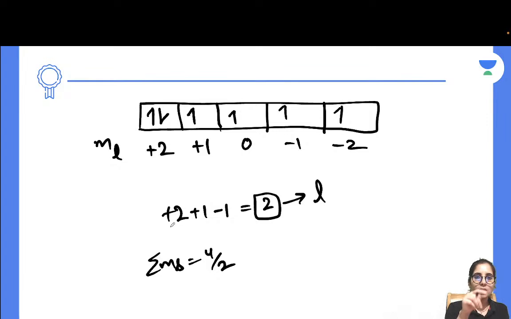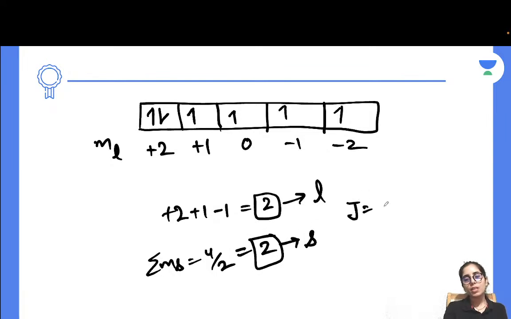You can take +½ and -½ for the first case, which will get cancelled out. For the second one, +½ +½ +½ +½, which is 4 by 2, and that's going to be equal to 2, and that's your S value. J is equal to L minus S to L plus S, that is 0, 1, 2, 3, 4. Even here you can do it for the D6 instead of D4.